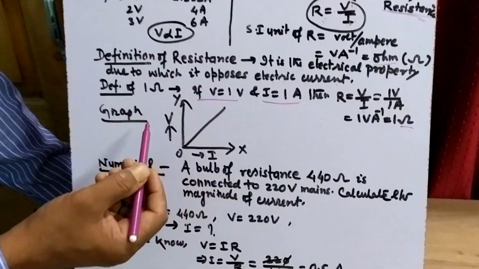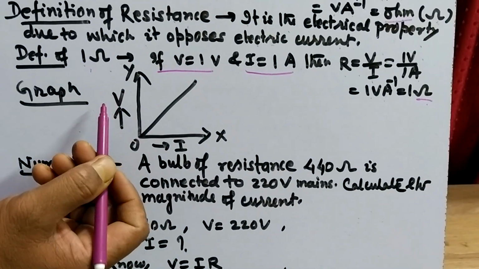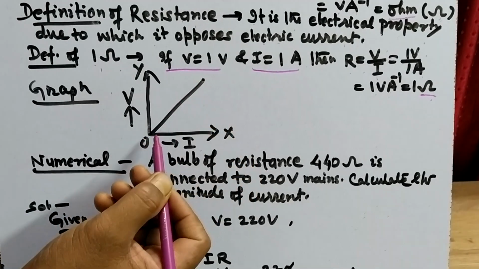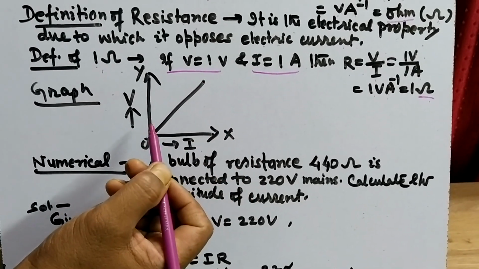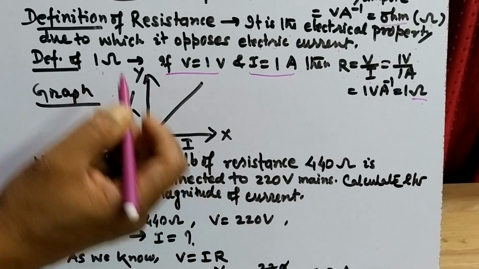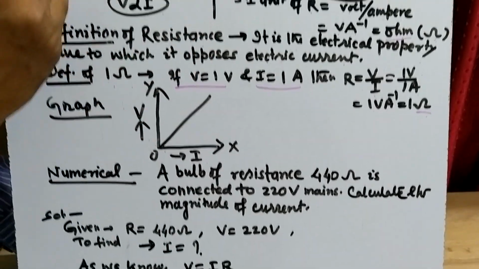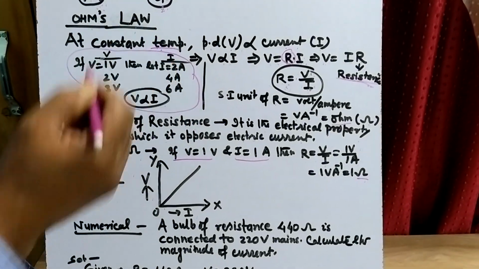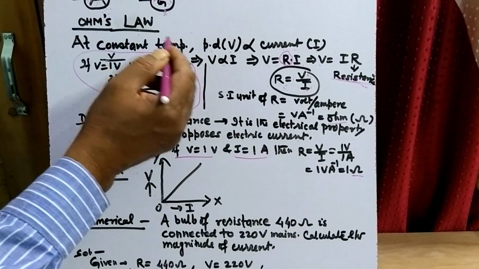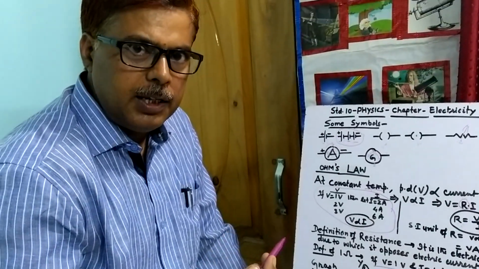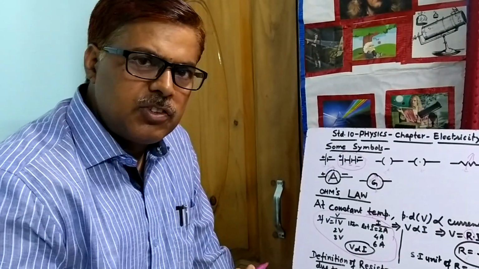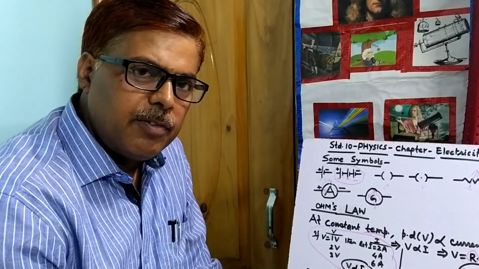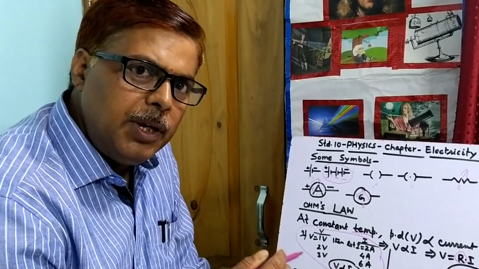Now let's see the graph between V and I. When we take the graph between V and I, it gives a straight line. See, this is a straight line. For drawing this graph, one thing I would like to stress regarding Ohm's law: temperature must remain constant. At constant temperature V is proportional to I. We must understand that temperature must remain constant whenever we take V proportional to I.